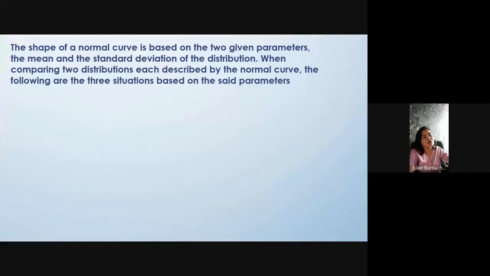The shape of a normal curve is based on the two given parameters. So, yung shape daw ng normal curve, depende yan sa two given parameters. These are the mean and the standard deviation of the distribution. When comparing two distributions, each represented by a normal curve, the following are the three situations based on the said parameters.